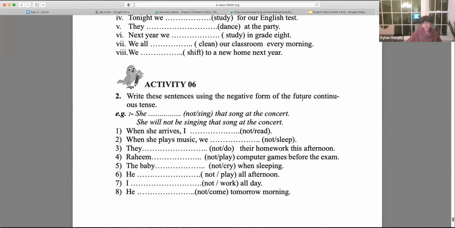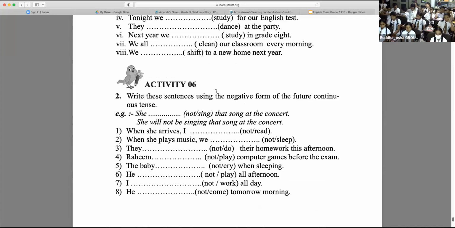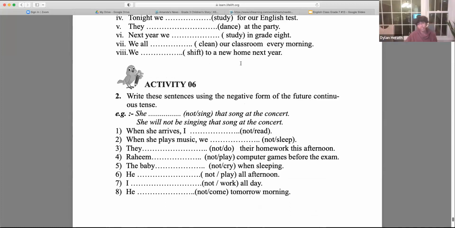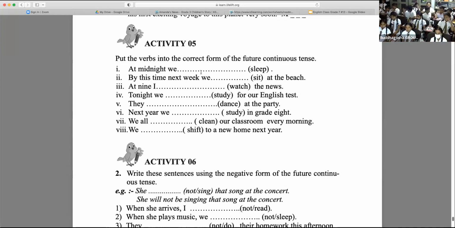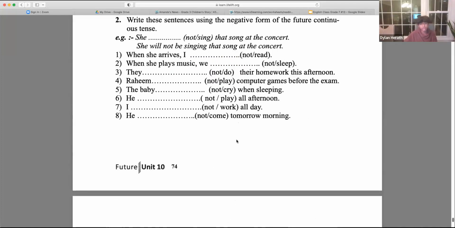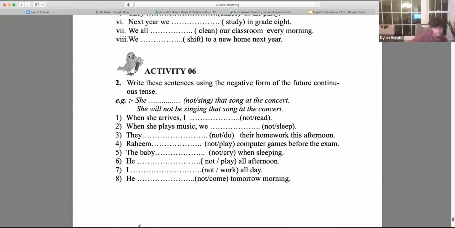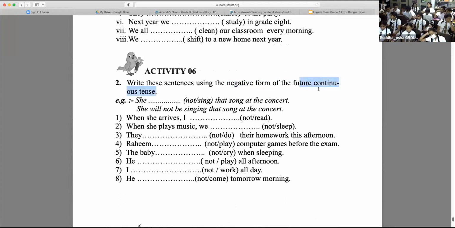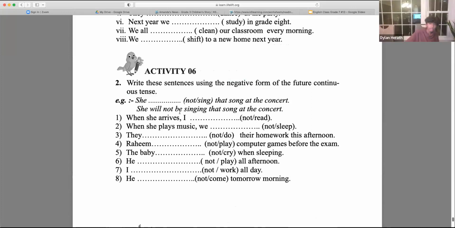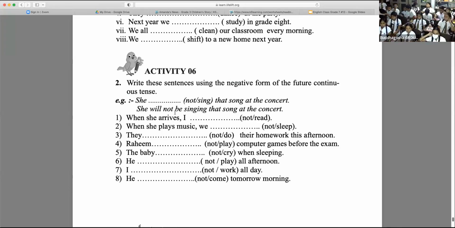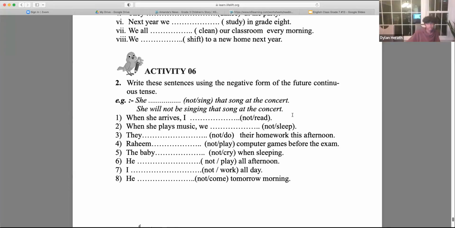I think this will be our last activity for today, activity 6. Write these sentences using the negative form of the future tense. So now you're using will here for all the future tense. Now we have to do the negative form. So for example, she blank not sing that song at the concert. She will not be singing that song at the concert.